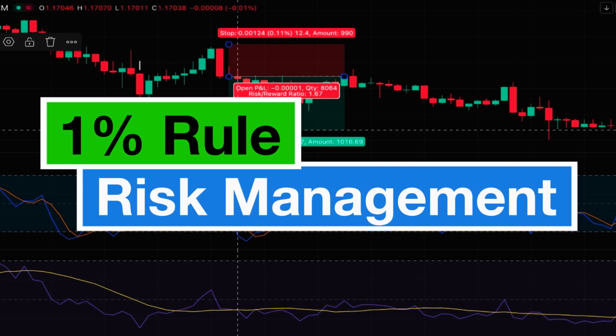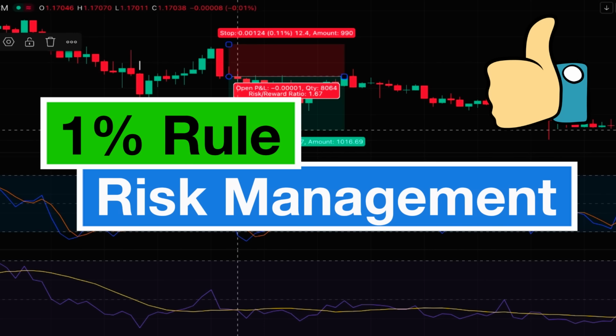There is a risk management strategy that is called the 1% rule, and it's one of the best risk management strategies that you can use. I have a complete guide on this. The link is also placed in the description, and I highly recommend you to watch it, because without a proper risk management strategy, you cannot become a consistently profitable trader.